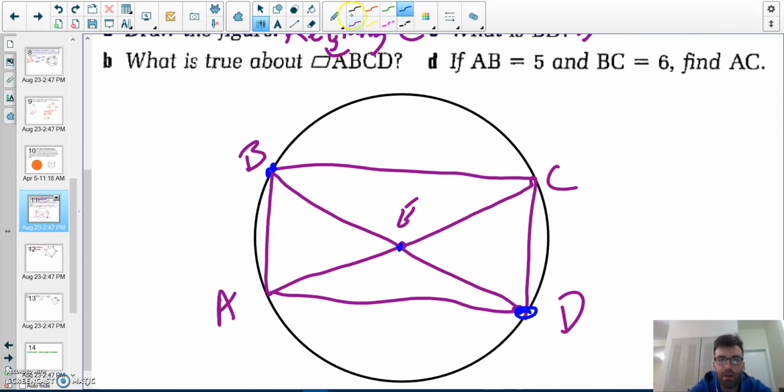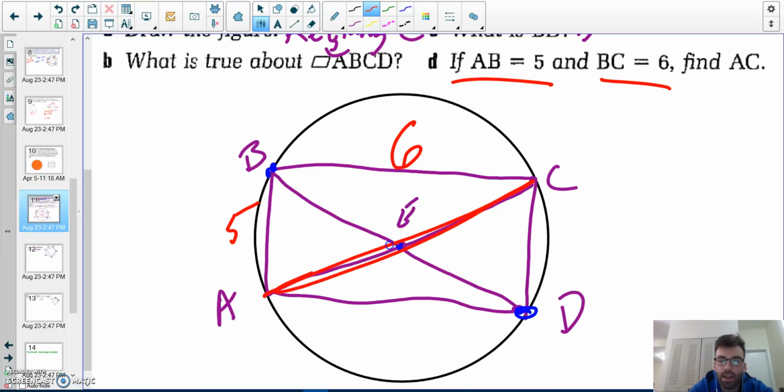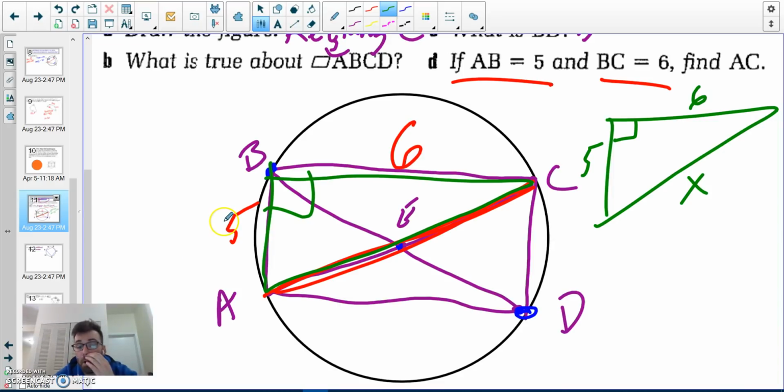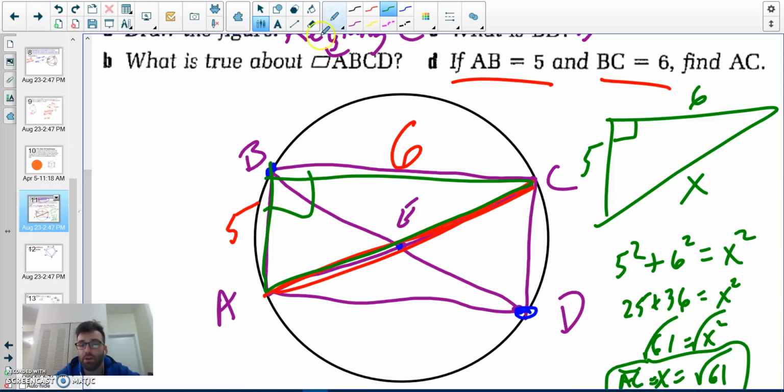If we looked at this problem and these things were true, where AB is 5 and BC is 6, find AC. What type of shape do I have here? This is a rectangle, so this is a right angle, so I have a right triangle with sides 5, 6, and x. How do we do that? You guessed it, Pythagorean theorem. So pause the video, do the Pythagorean theorem, go. Hopefully you actually paused that.